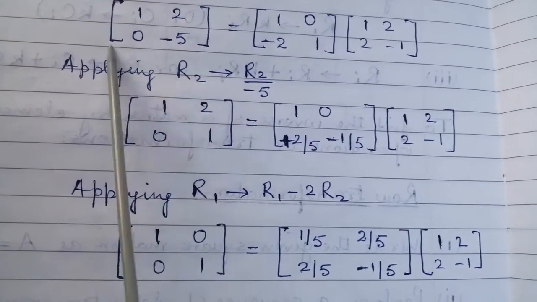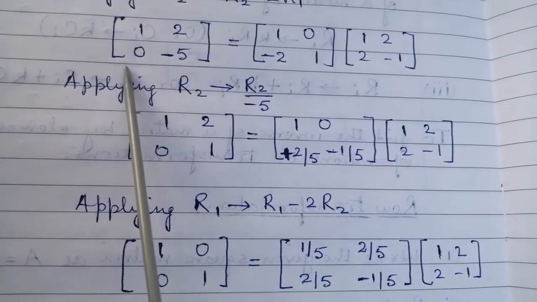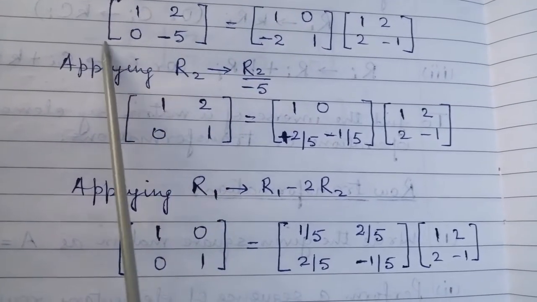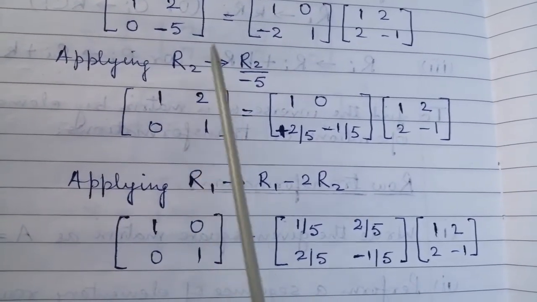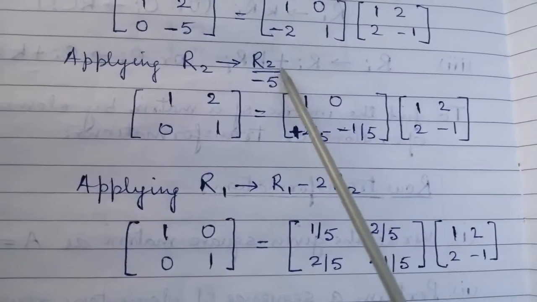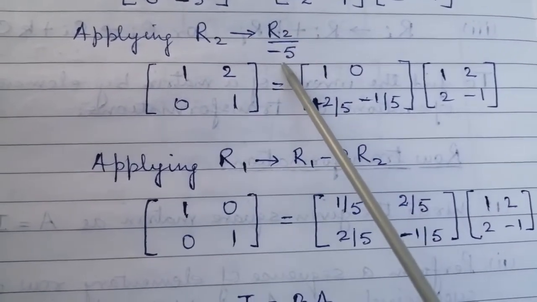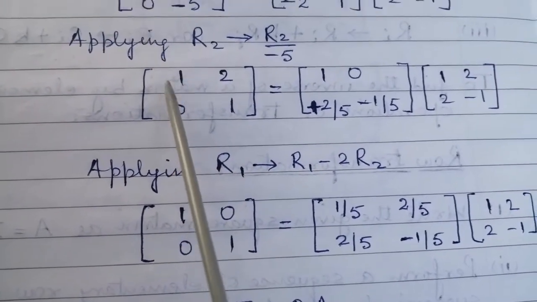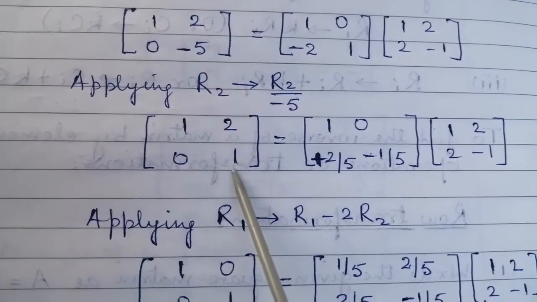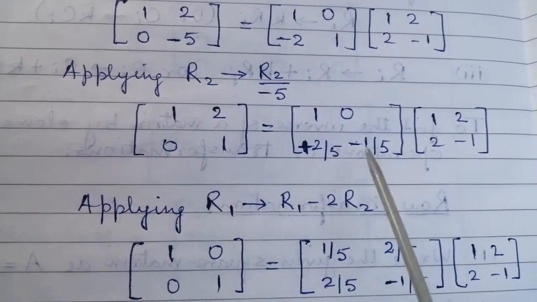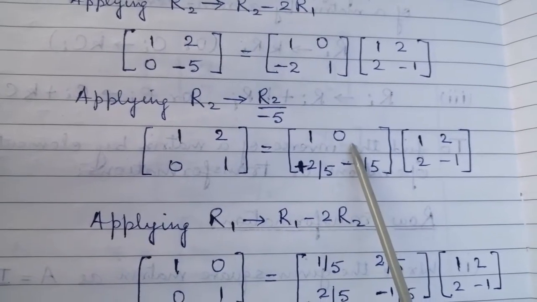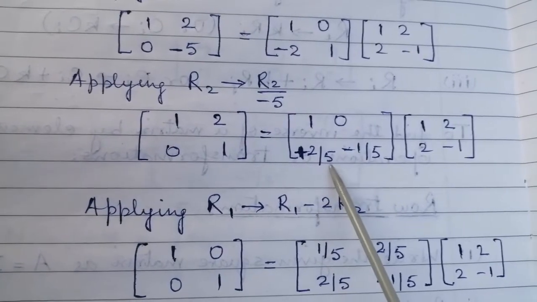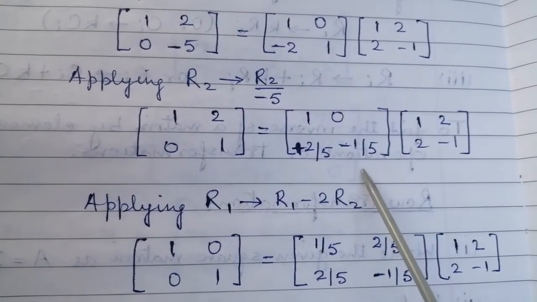Now I want to make the fourth element 1. If you divide this row by 5, it will remain 0 only, and it will remain minus 1. So rather I can divide this row by minus 5. So applying R2 on our second row, we are dividing our second row by minus 5. First row as it is, and 0 upon minus 5 will be 0 only, minus 5 over minus 5 will be 1. Apply the same operation here, first row as it is, and divide these by minus 5. So minus 2 over minus 5 will be plus 2 over 5, and this becomes minus 1 upon 5.